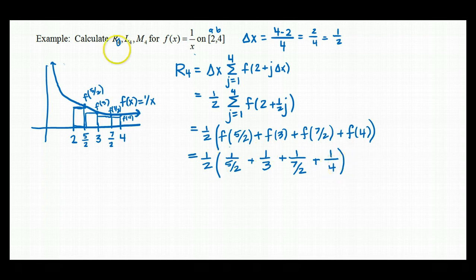So if I add all this up, using my calculator, I obtain either a decimal answer of 0.6345 or as a fraction 533 over 840. So that's going to be the approximation of the area under the curve between 2 and 4 using a right-hand approximation. So now we can go through the process of doing a left-handed approximation.